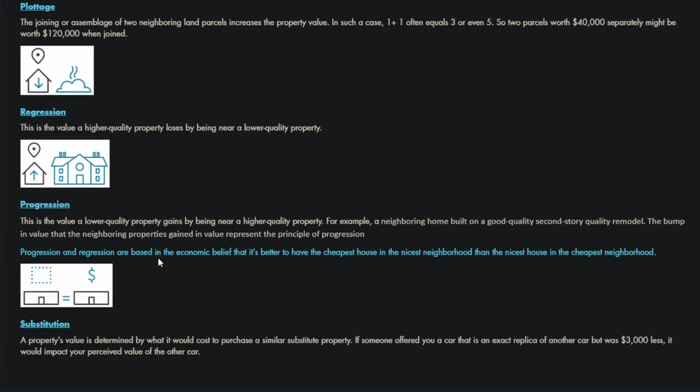Progression and regression are based in the economic belief that it's better to have the cheapest house in the nicest neighborhood than the nicest house in the cheapest neighborhood. Definitely understand that. Okay.